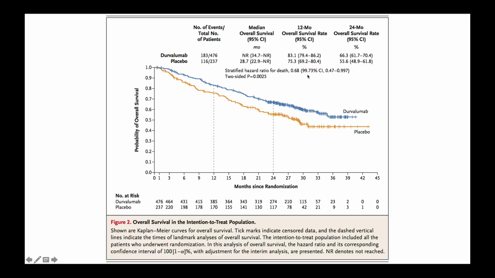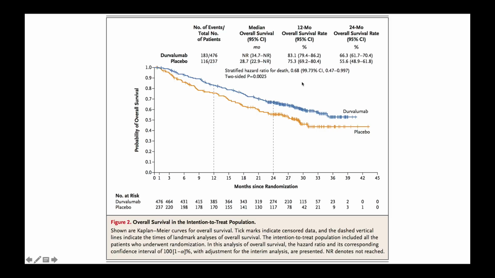And if you take a look at their 99.73% confidence interval, which is much more than a 95% confidence interval, that confidence interval does not include 1, because remember, if it did include 1, the data would also be consistent with no effect of the durvalumab at all.